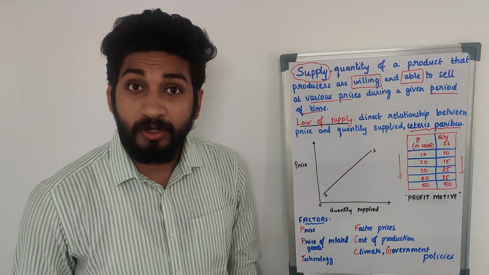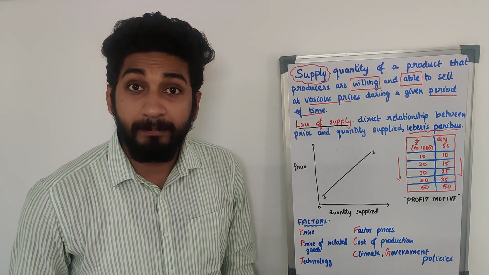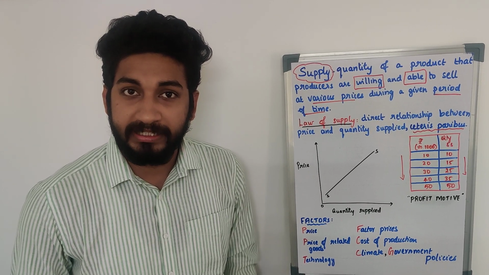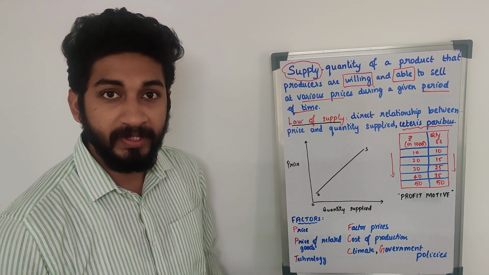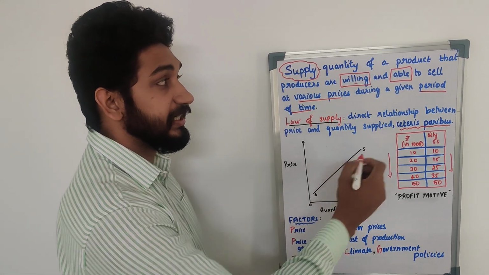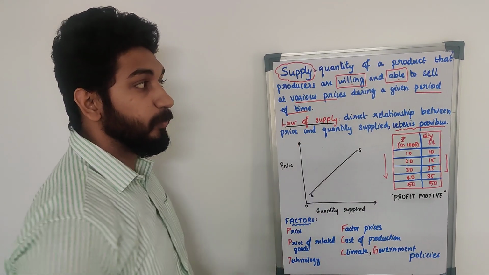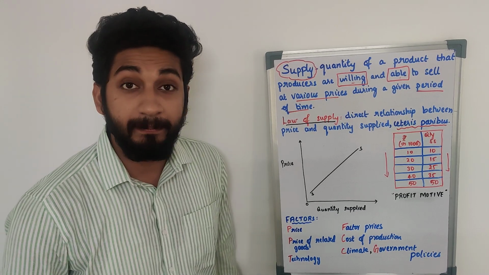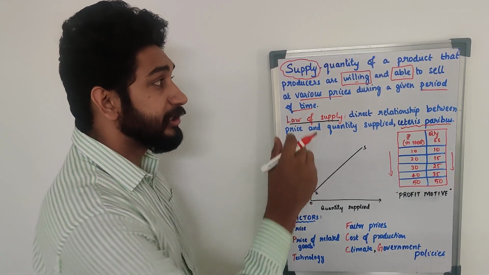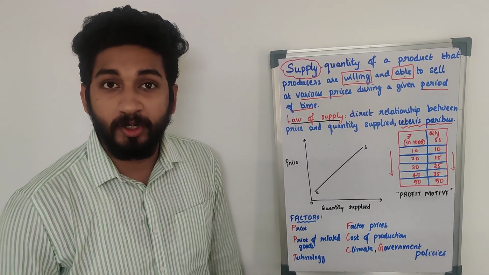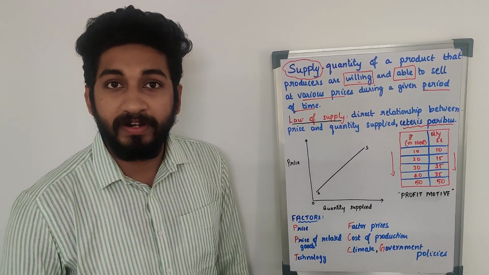In my previous video, I have told you about the importance of definitions in economics. Let us break down the definition of supply to understand it in a better way. Here the key takeaways are willingness, ability, prices and period of time. We know time dimensions are very crucial in economics. So the willingness and ability of the producer can be understood with the help of an example.